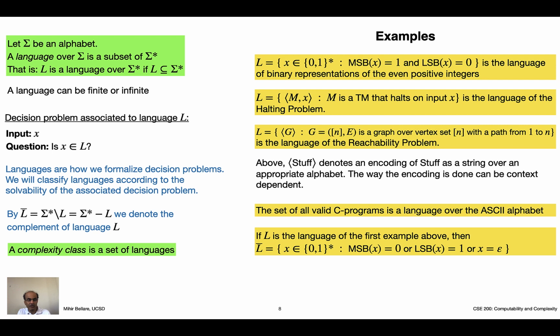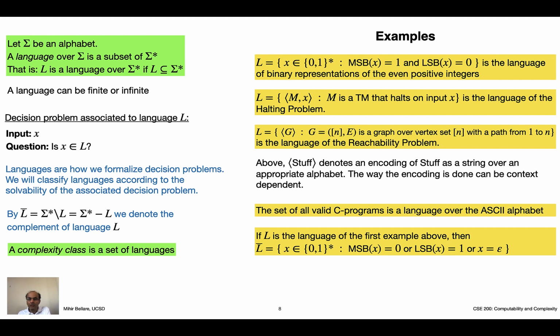The complement is all strings that are not in the language. So here sigma star set minus L with a backslash is one way to say all the strings in sigma star that are not in L. We could also write it as sigma star minus L. Finally, we will talk of complexity classes, and these are sets of languages. So it's like going up a level in the type hierarchy. A language is a set of strings, a complexity class is a set of languages.